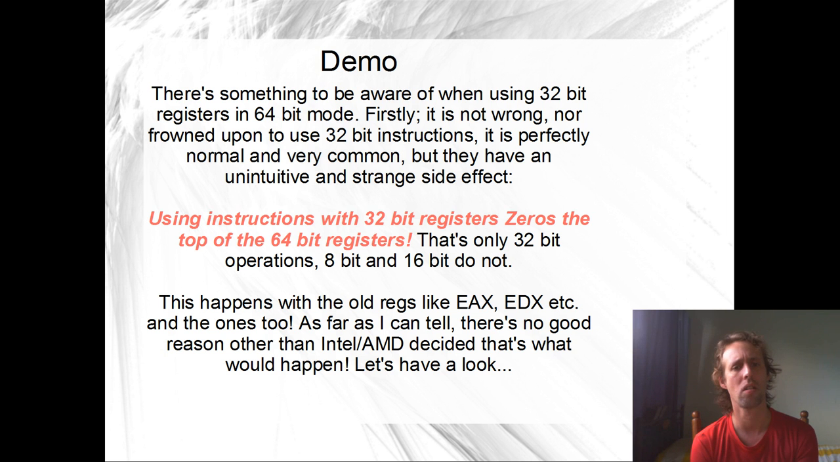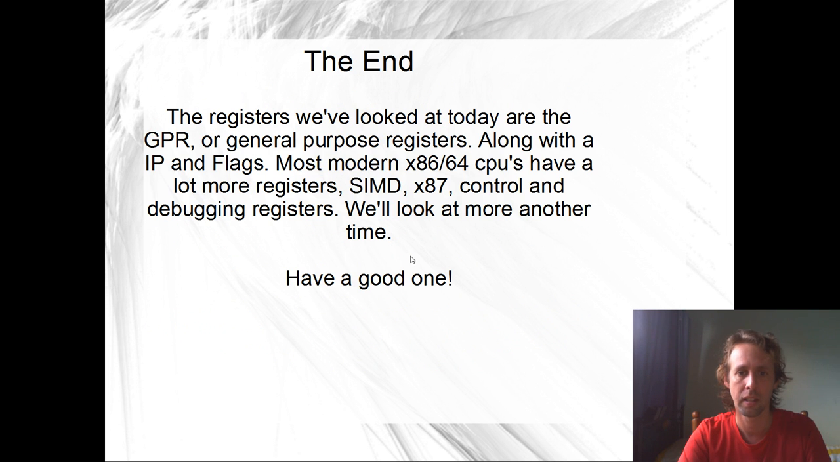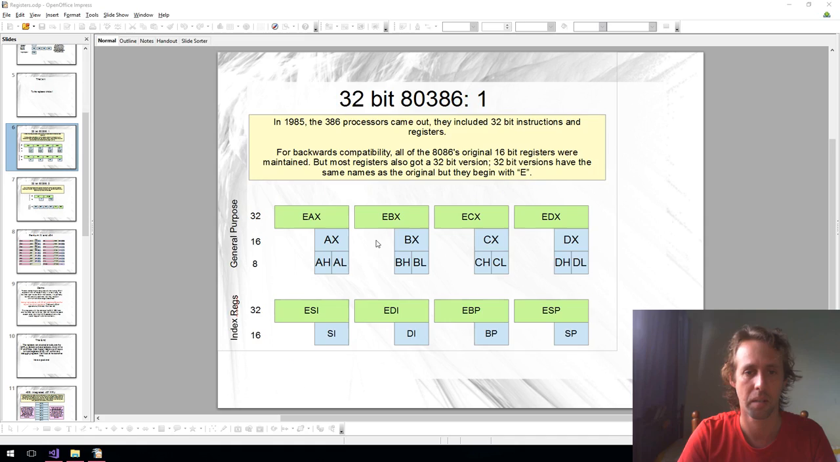I want to say that it's not wrong to use 32-bit instructions in 64-bit mode. It's perfectly normal. There's no reason that you would do everything with 64-bit integers. I mean, some data just doesn't take up 64 bits. So it's perfectly normal to use these smaller data types in 64-bit mode, but do be aware that operations on 32-bit integers will zero the top of the 64-bit versions. And that's only 32-bit operations, not 8-bit or 16-bit. Okay, and there's a bunch more registers, but we'll have a look at those later.